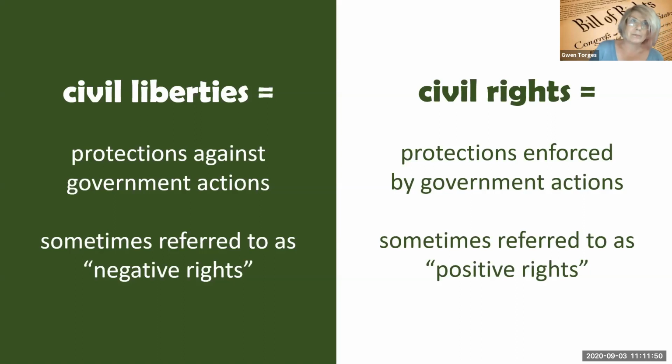So the right to free and fair elections, government usually has to do more than stay out of it to make sure that procedures are fair. The right to be free of discrimination, government usually has to do more than just not be discriminatory, because society might still continue to be discriminatory. Sometimes government has to do more. So civil liberties are protections against government actions, whereas civil rights are protections that are enforced by government actions.